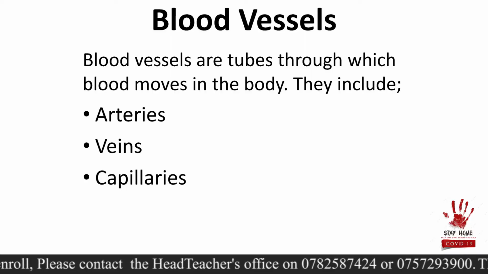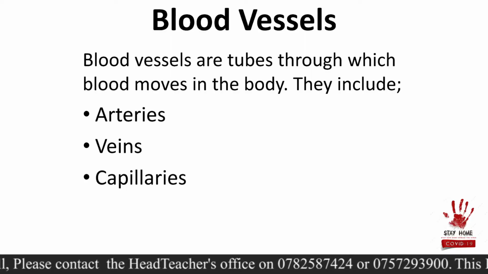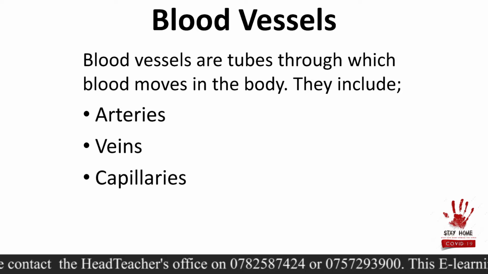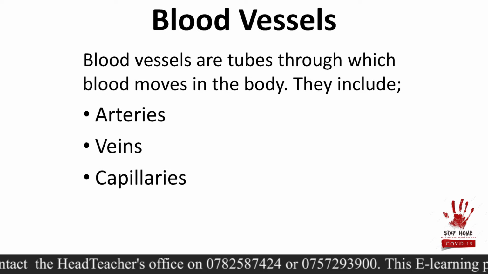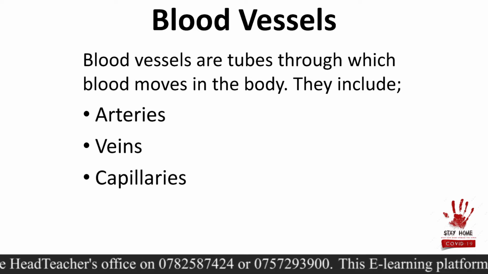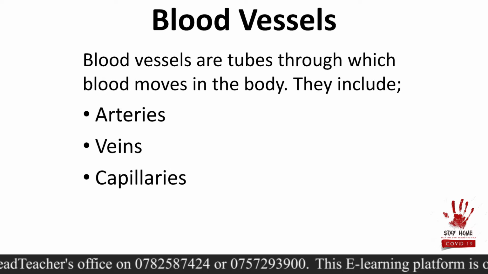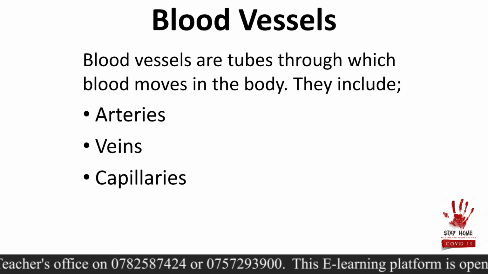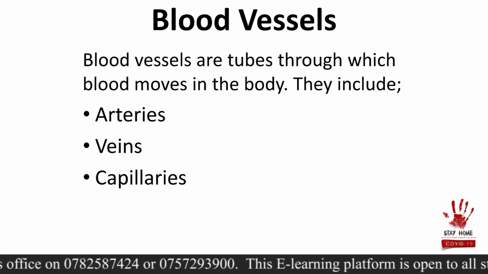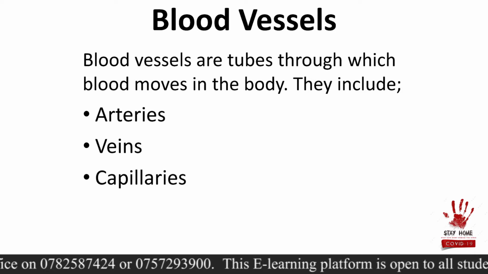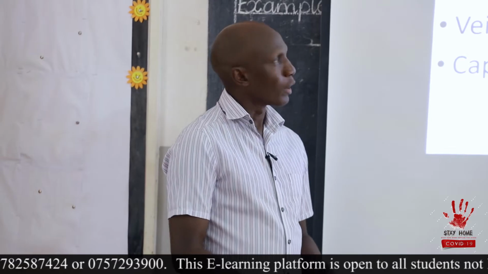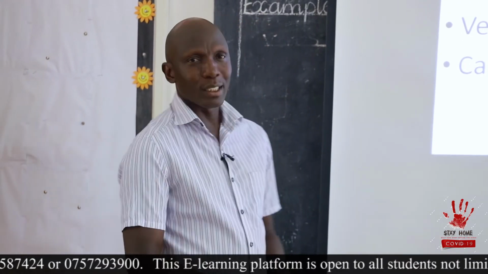So we are defining it. We're reading together: blood vessels are tubes through which blood moves in the body. Blood vessels are tubes through which blood moves in the body. These blood vessels have 3 main types. We are reading them together, children. The first one is arteries. The second one, veins. And the third one, capillaries.